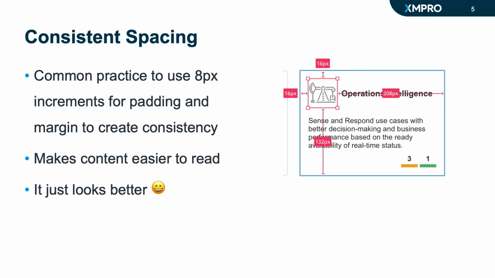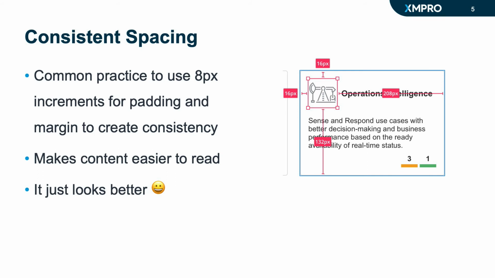One of the most important things to consider when adding margins and padding to elements in your interface is to use them consistently. It's common practice to use 8-pixel increments for padding and margin to create consistency. It'll make your content easier to read, and in my opinion, it just looks better.